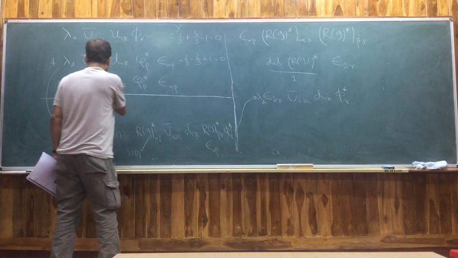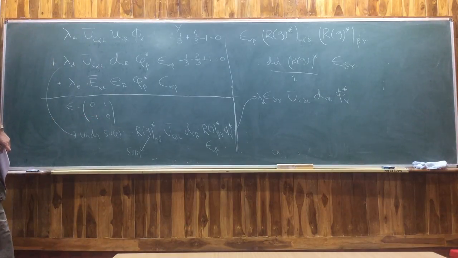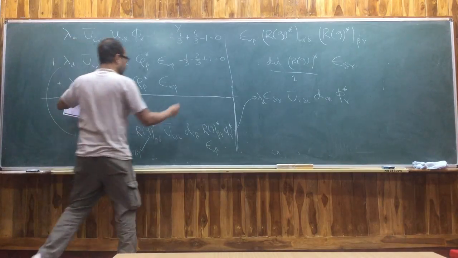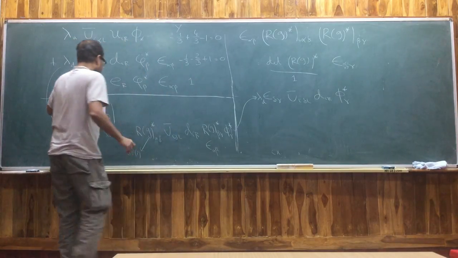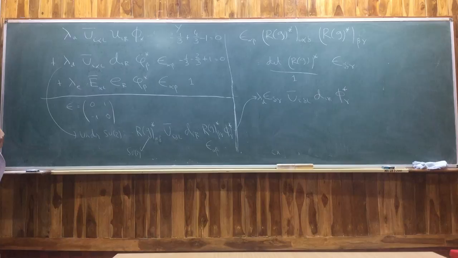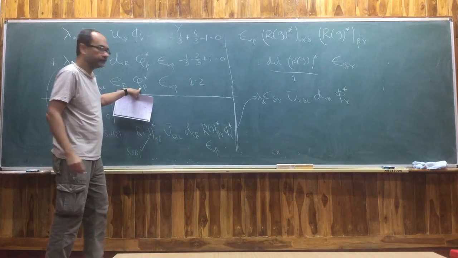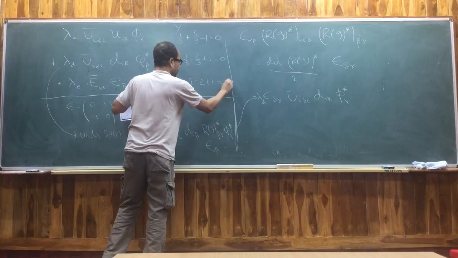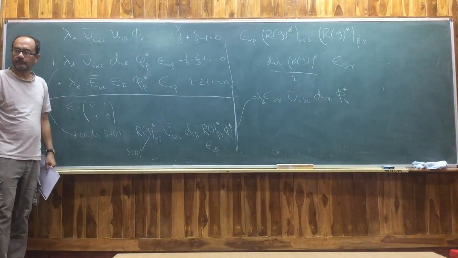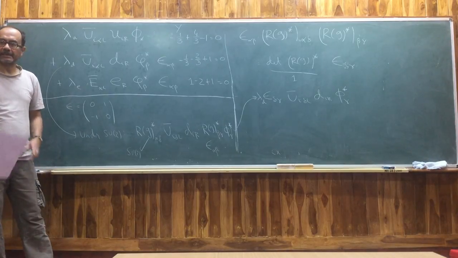And similarly, let's check here. What is E alpha L bar? It has hypercharge minus 1, right? So conjugation will give you plus 1. ER had hypercharge minus 2, and phi beta star has 1, so the sum is 0. Is this clear?